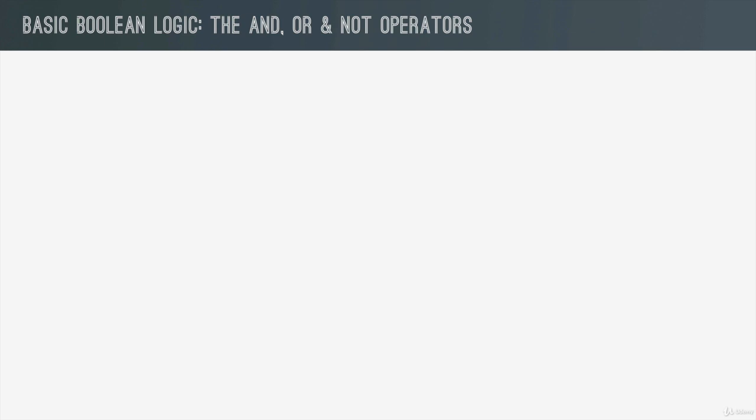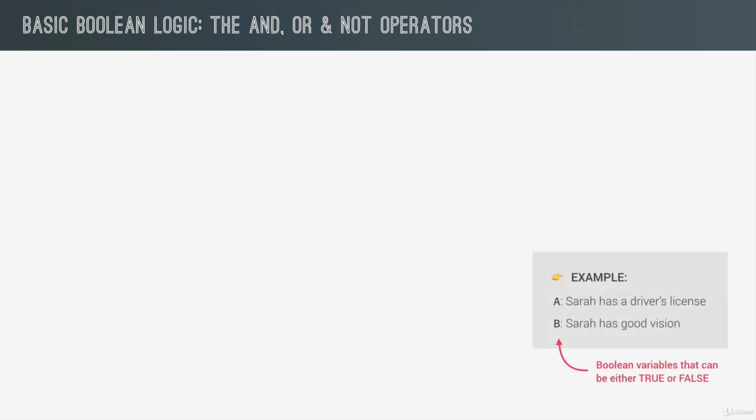And note that Boolean logic is actually not specific to JavaScript. This is all true for all programming. But anyway, let's now understand how these operators work and use an example to illustrate it.